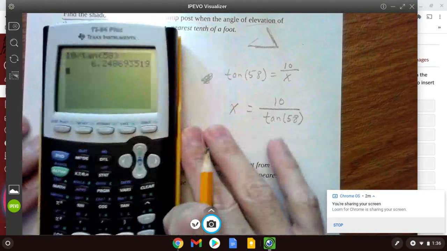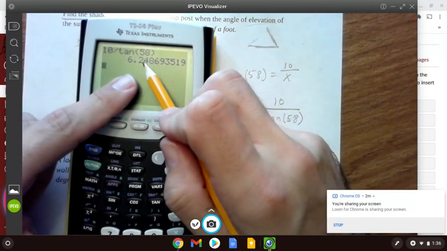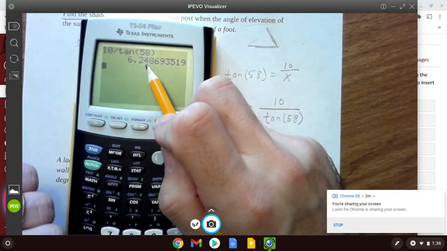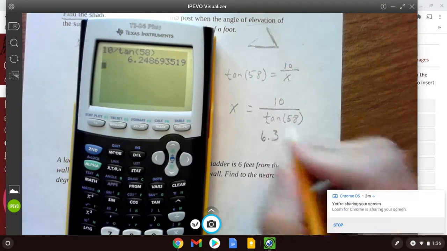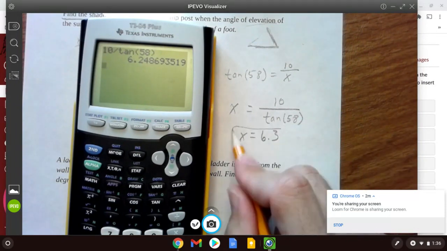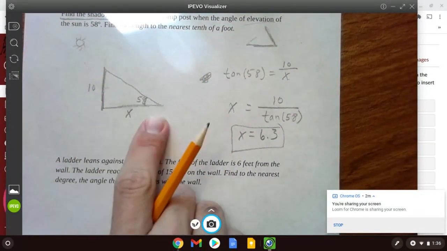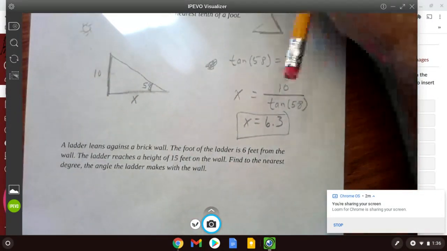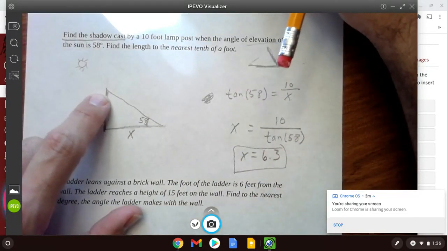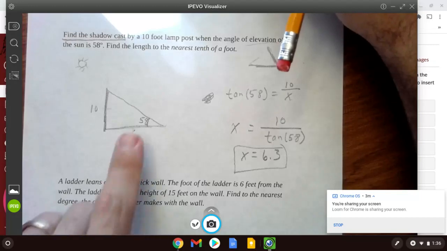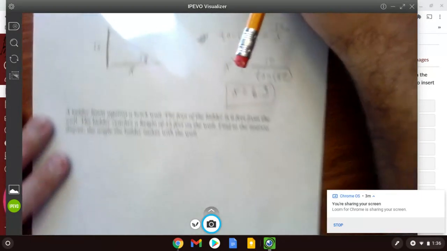And we're rounding it to the nearest tenth of a foot. So here, the 8 is going to cause that 4 to bump up, and then that 4 is going to cause that 2 to bump up. So it's going to be 6.3. So the shadow here is 6.3 feet. Those are kind of troublesome to think about, whether it was 58 degrees that way or that way. But since it was an angle of elevation, we knew it had to be that angle there.